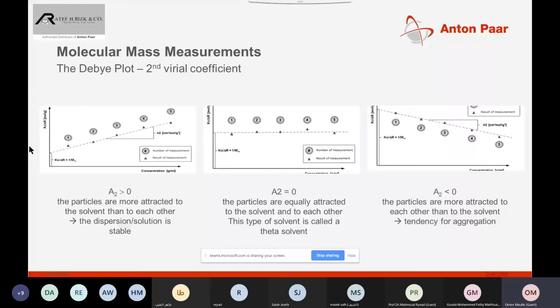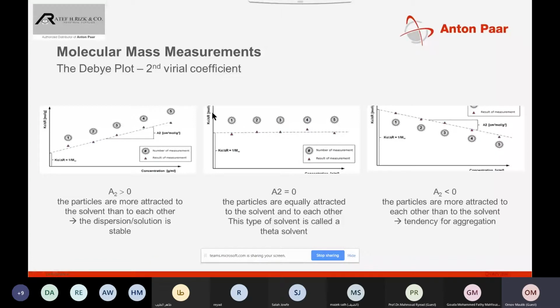So the A2, which is basically the slope of the straight line, in case your second virial coefficient is greater than 0, then you can say the emulsion or your solution is very stable, meaning the emulsion particles are more attracted towards the solvent rather than to each other. And so the degree of coalescence or any sort of Ostwald ripening in this case would be very less.